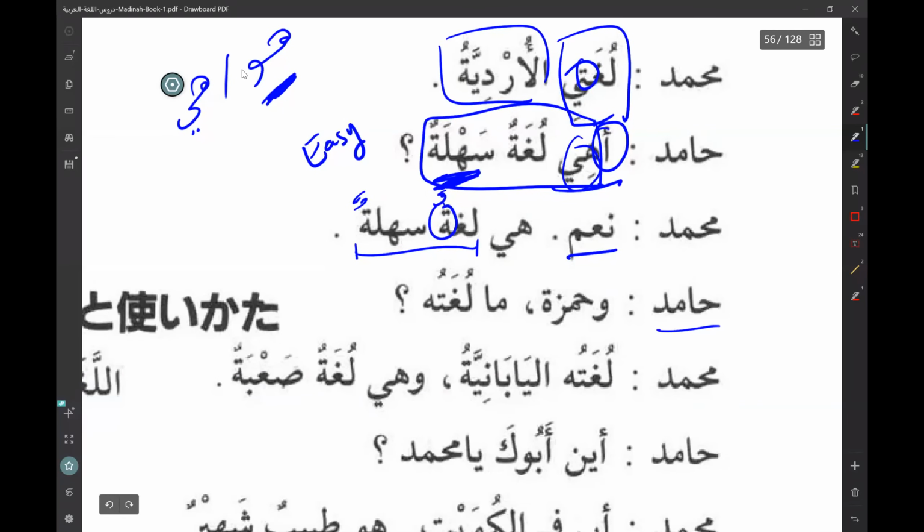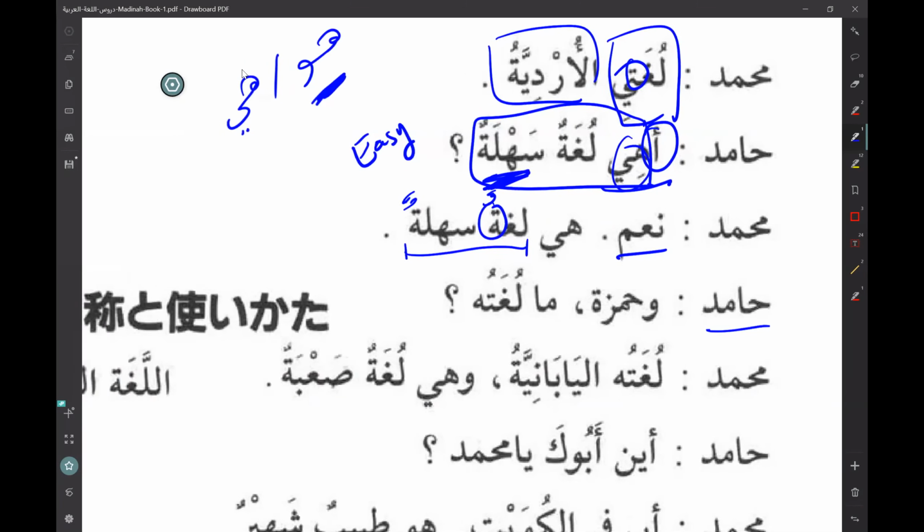Then Hamid is saying, wa Hamza ma lugatuhu. This is a very interesting way that Arabs speak. The language is structured. In English, we probably would say, what is Hamza's language? In Arabic, we can say it like that also. But I'm not sure in English we will typically say, and Hamza, what is his language? Maybe both ways are fine, but that's the structure here. We're saying wa Hamza, and Hamza, what is his language?